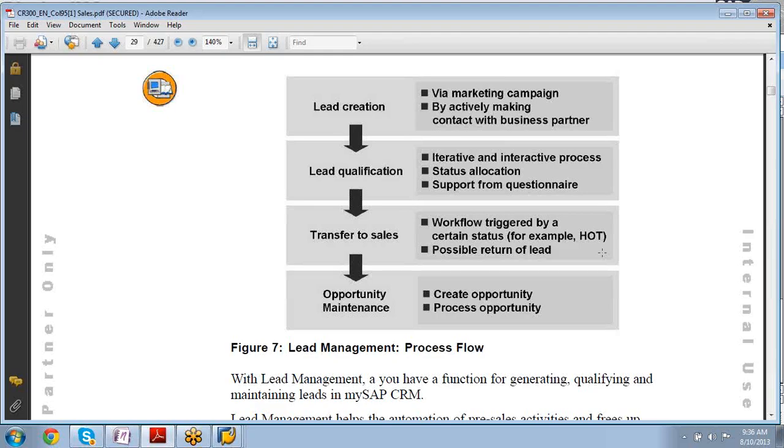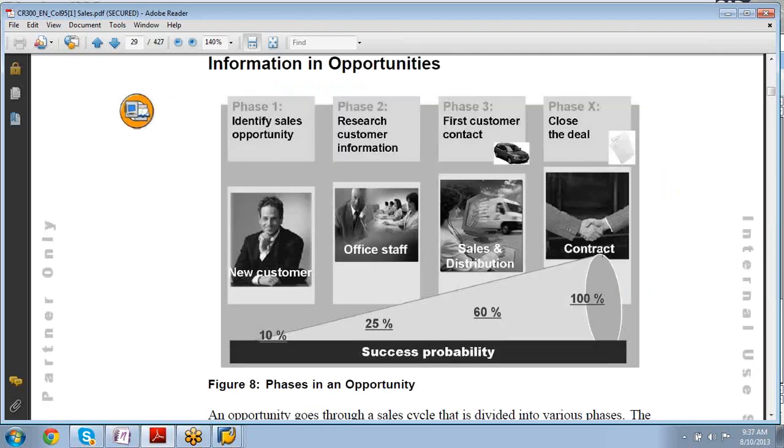The first stage of sales is opportunity management. So when it comes to opportunities, there will be various stages. Just now I was showing one particular screen where we have identify sales opportunity, research customer information, first customer. So you have this.